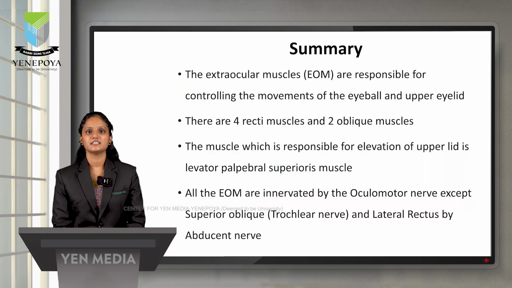Now let's summarize this session. We were talking about extraocular muscles. The extraocular muscles are responsible for controlling the movement of the eyeball and the upper eyelid, and we have 4 rectus muscles and 2 oblique muscles. The muscle responsible for elevation of the upper eyelid is known as the levator palpebrae superioris muscle, that is the LPS muscle. All the extraocular muscles are innervated by the oculomotor nerve except 2 muscles, the superior oblique muscle and the lateral rectus muscle.